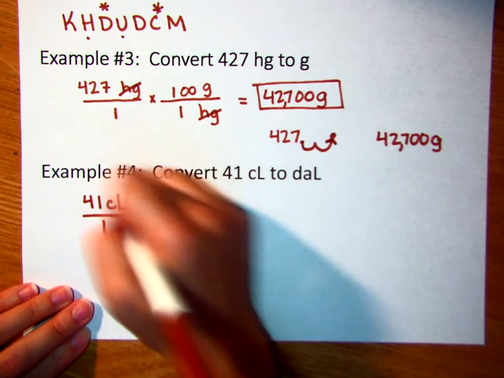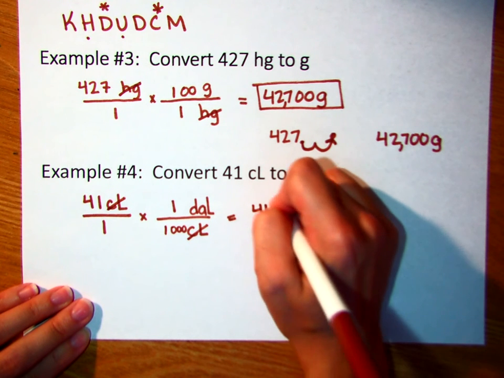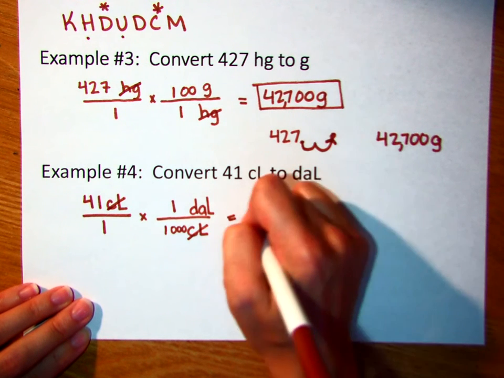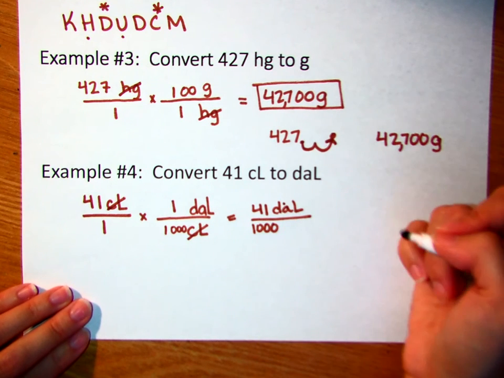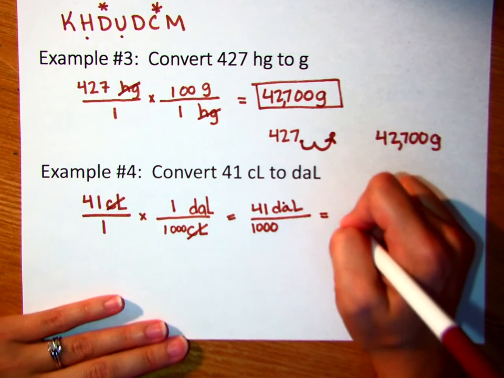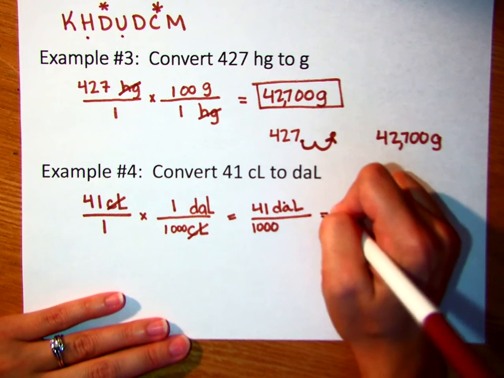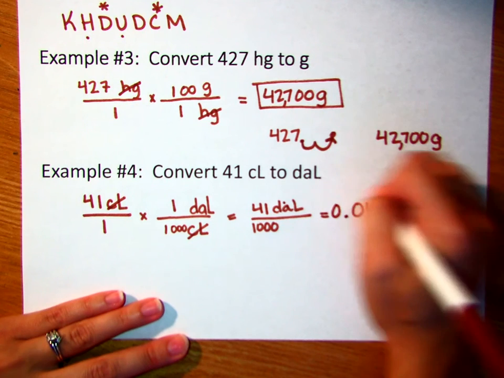Now we're ready to say the centiliters would cancel. Multiply straight across, and we have 41 decaliters over 1,000. And we don't have a unit, so that's it. And so we're ready to divide. Well, when we divide, we would get 0.041. We're going to put a 0 here as a placeholder. Decaliters. That's all we're left with.